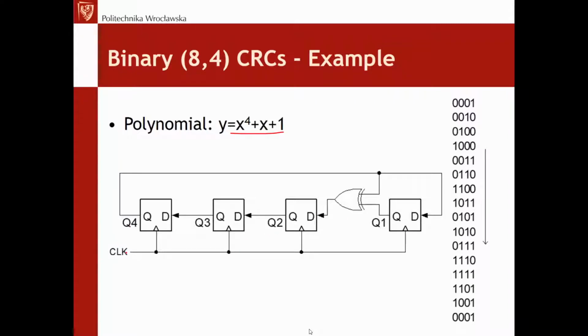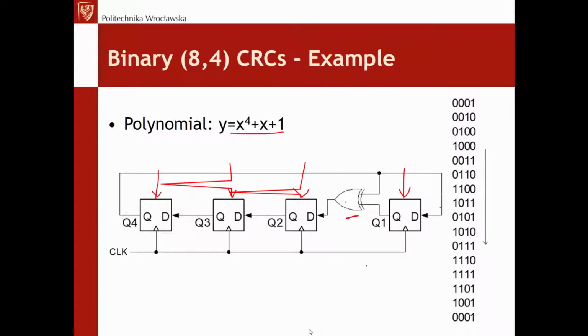This is actually a register where our information is loaded in parallel, and then this structure implements this polynomial, x to the 4, x and 1. Depending on the polynomial, there is a different number of XOR gates and a different number of registers. This is a simple polynomial for 4 bits of information.